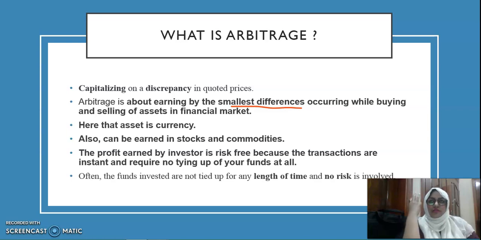Three types of financial assets can be used to generate arbitrage. Those are stocks, commodities, and currency. So in our lecture, we are going to study currency, that is, how we can arbitrage from currency.